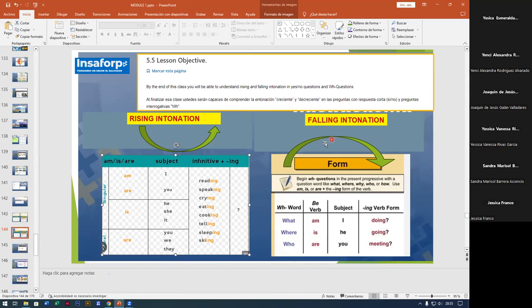Ahora, en la falling intonation es al contrario, porque aquí va cayendo. Empezamos con la entonación creciente con la WH, porque ponemos énfasis en qué, en dónde, en quién, a qué horas, en cuándo. Y poco a poco va disminuyendo el tono de voz. What am I doing? Where is he going? Who are you meeting? You see the difference? ¿Observan la diferencia? La entonación es bien importante acá, pero vamos a ver otros ejemplos.